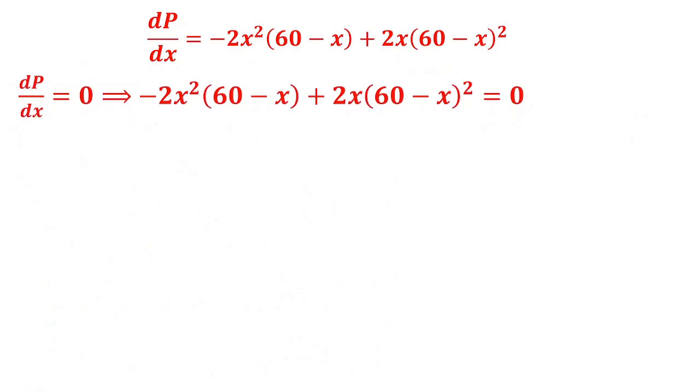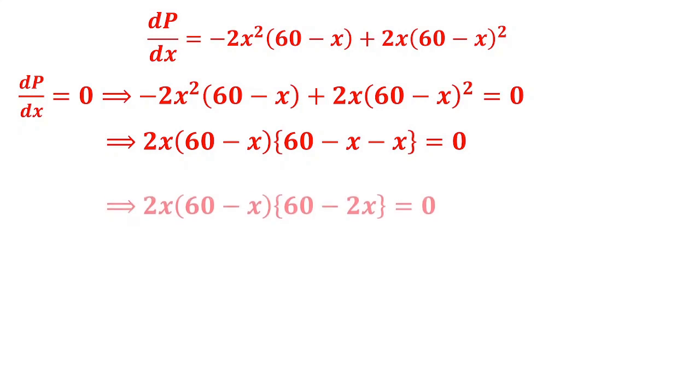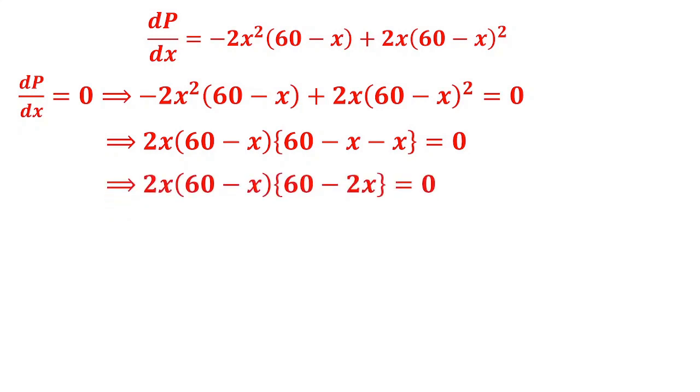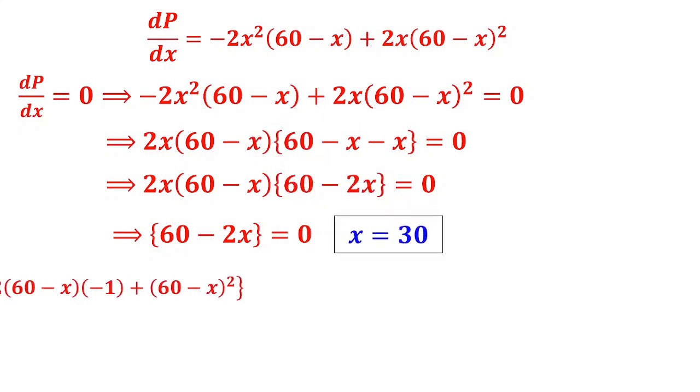We equate it to 0. 60 minus x can be taken outside. You will get (60 minus x) into x into (60 minus x) into (60 minus 2x) is equal to 0. Now out of them, x cannot be 0 because the numbers are positive, and 60 minus x cannot be 0 because the sum is 60. Therefore, the only possibility is 60 minus 2x is equal to 0. Therefore, x is equal to 30.